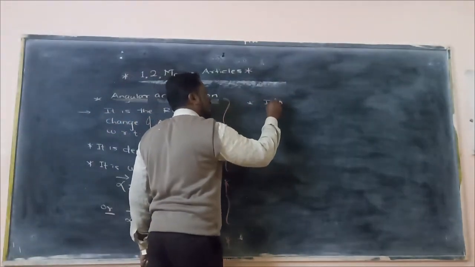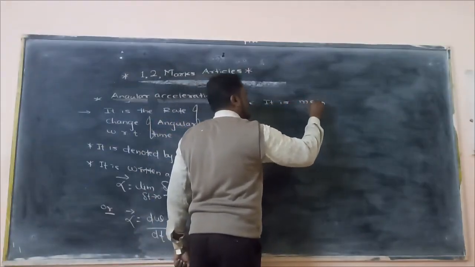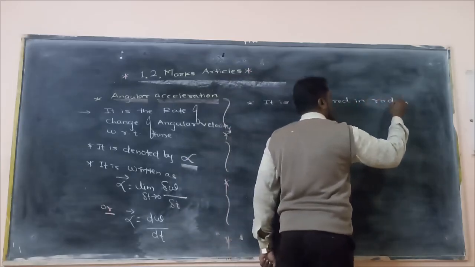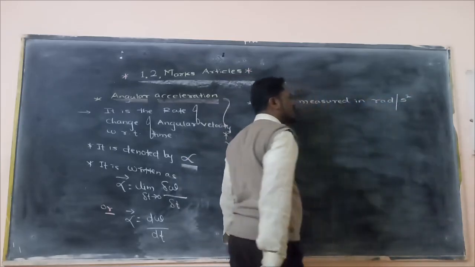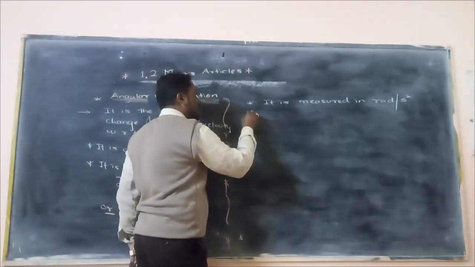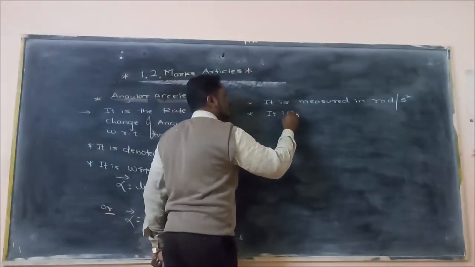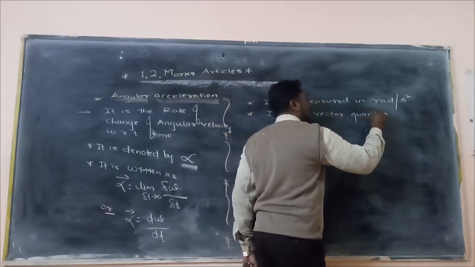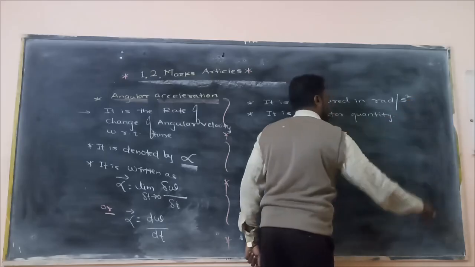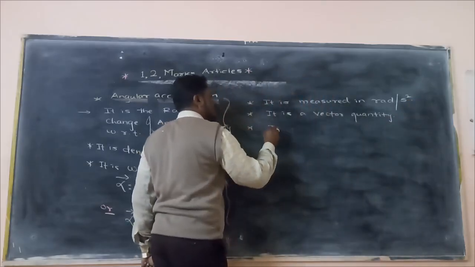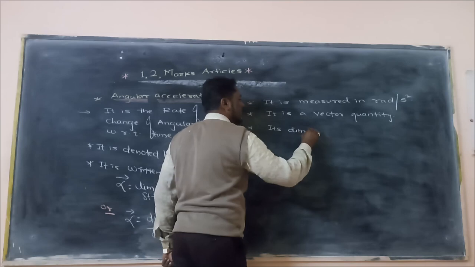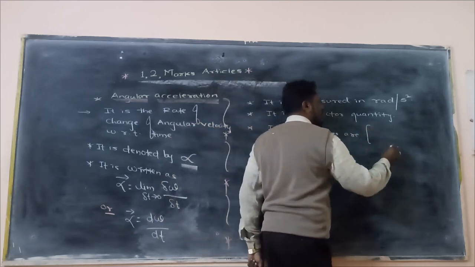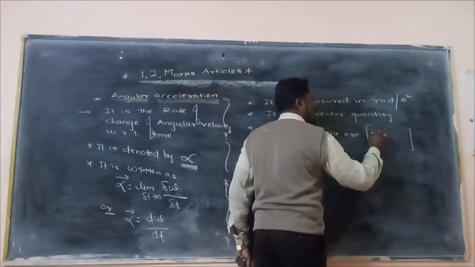Okay, it is measured in radian per second square. Next point, it is a vector quantity. It is also a vector quantity. What about its dimensions? Its dimensions are once again in the square bracket in the form of MLT.